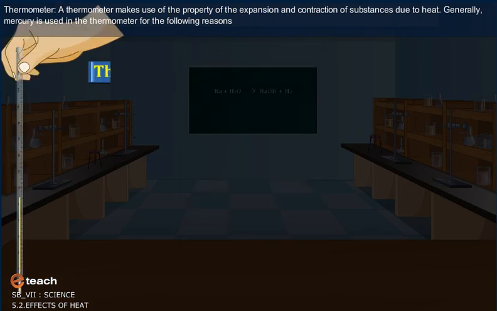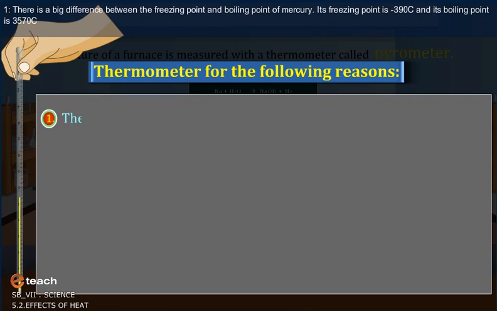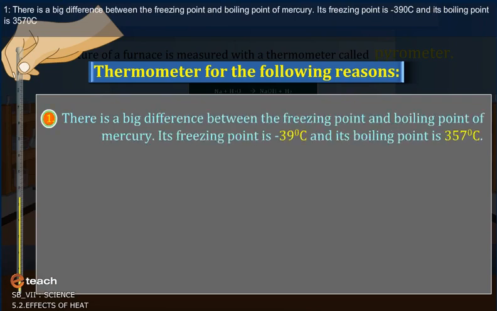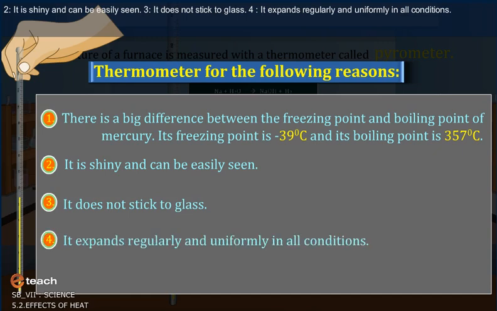Generally, mercury is used in the thermometer for the following reasons. First, there is a big difference between the freezing point and the boiling point of mercury. Its freezing point is minus 39 degrees Celsius and its boiling point is 357 degrees Celsius. Second, it is shiny and can be easily seen. Third, it does not stick to glass. Fourth, it expands regularly and uniformly in all conditions.